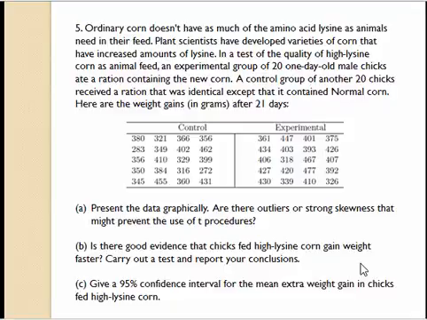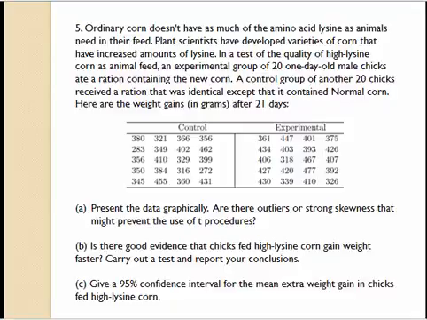So we have scientists here that are manipulating corn to try to create a variety of corn that will help the chicks grow better. And they have some control and experimental data on this. So part A, present the data graphically. Are there outliers or strong skewness that might prevent the use of t-procedures? So you could do either histograms or box plots.